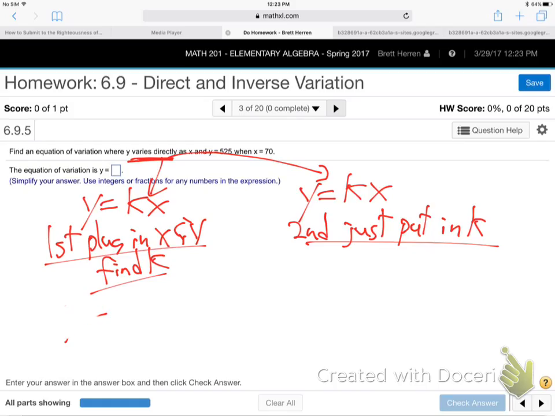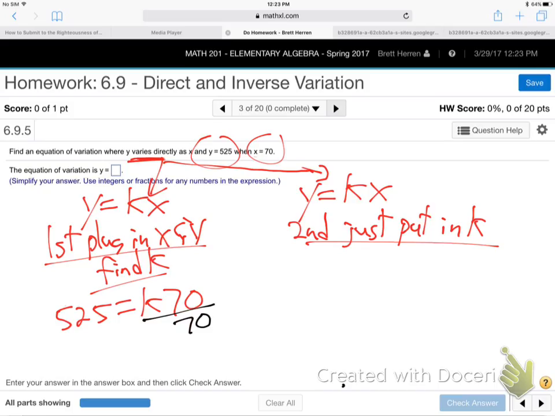So whoops, didn't put in the y. So what's the y? Kind of scribbled it up here. 525, yeah. 525 equals k times 70. Yeah, 70 for x, 525 for y. We good so far? And then, yeah, we got to solve for k. Divide by 70.